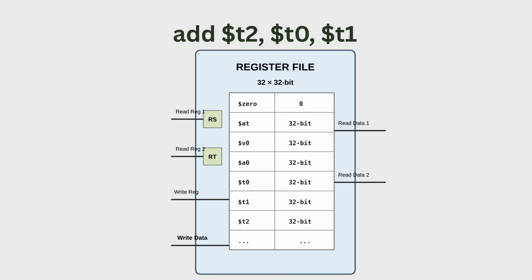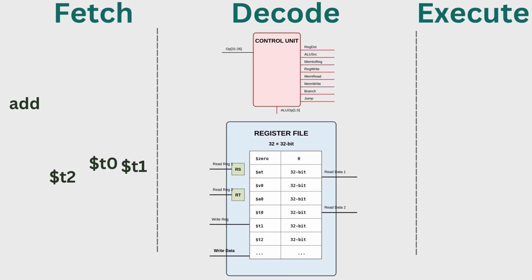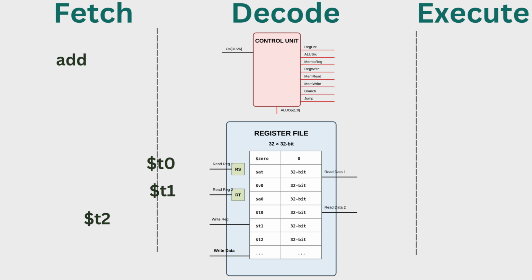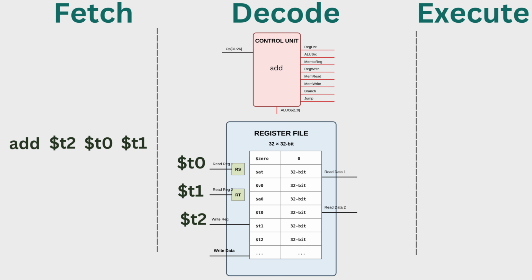The first step in decoding is to break the instruction into its different fields. The processor extracts the opcode, source registers, destination register, and any other required information. The opcode is sent to the control unit, which determines what operation needs to be performed. In this case, the control unit recognizes that this is an ADD instruction. At the same time, the register fields are sent to the register file. The instruction specifies T0 and T1 as the source registers and T2 as the destination register.